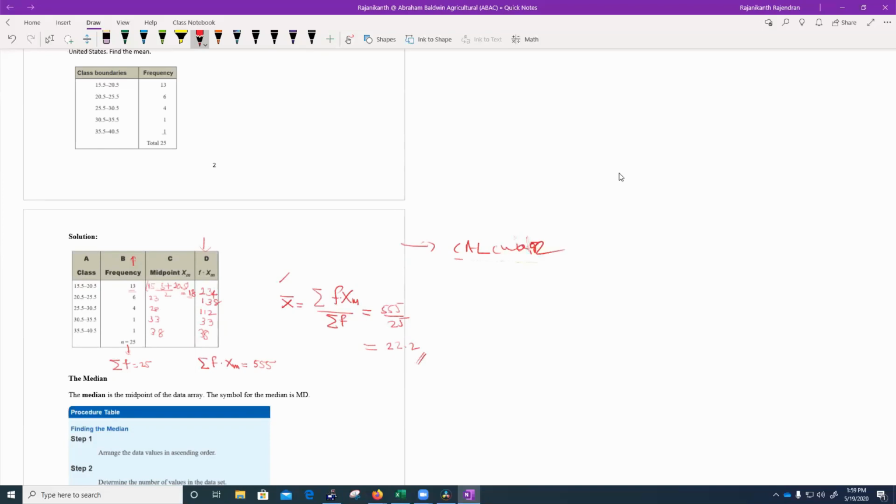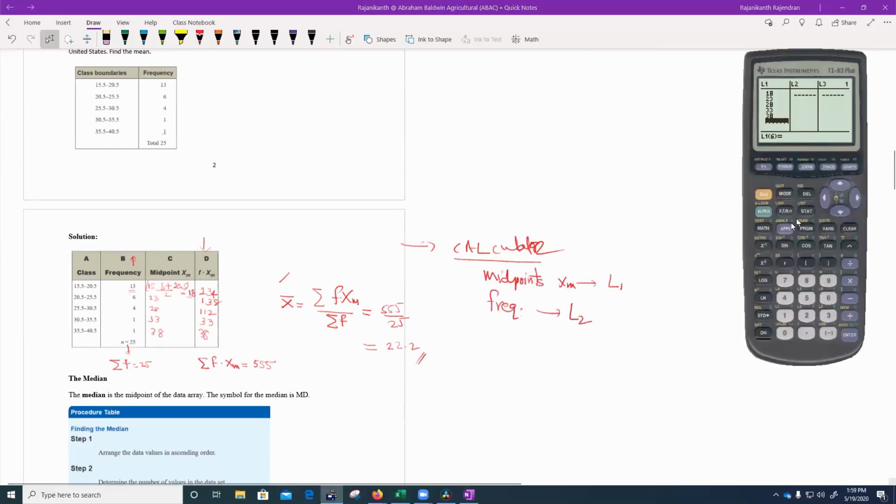Okay, so what is the step? I'm going to enter all the midpoints, XM, into the L1 column, right? Then you need to enter all the frequencies into the L2 column. So let us do first these two things. I have already entered all the midpoints. Now I'm going to enter all the frequencies in the L2 column. Remember, frequency is in the second column here, right? So that is 13, 6, 4, 1, and 1. So first of all, you need to do these two.